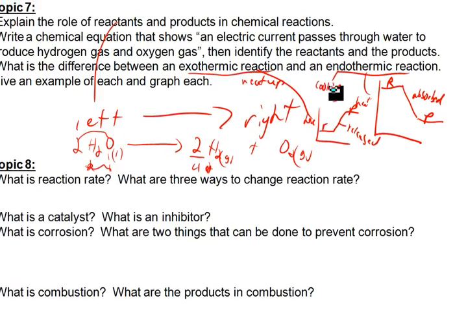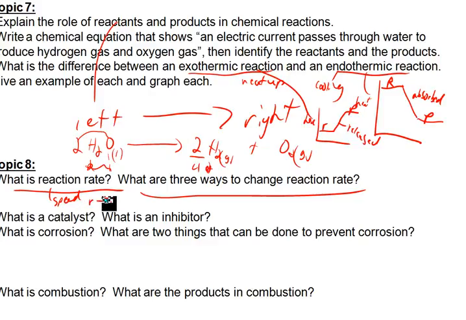What's a reaction rate? And what are 3 ways to change the reaction rate? So reaction rate is the speed that reactants turn to products in a chemical reaction. So how quickly does that happen? And we learned 3 ways. One is change the concentration. Another is the temperature. And the third is the surface area of the reaction.